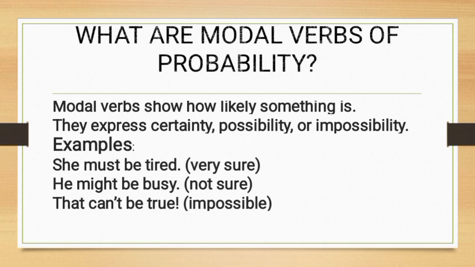Let me show you some simple examples. He must be tired. I'm very sure she must be tired. He might be busy. Maybe yes or maybe no. That can't be true. I'm sure it's not true. So, dear students, modal verbs help us express certainty, possibility, or impossibility.